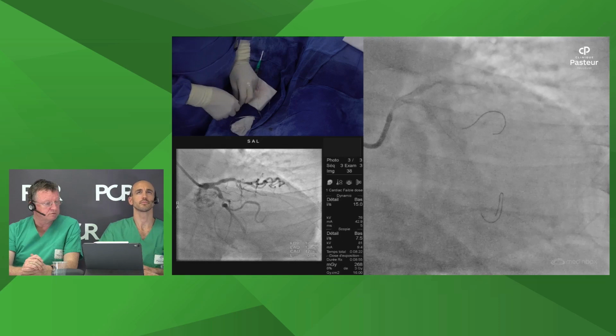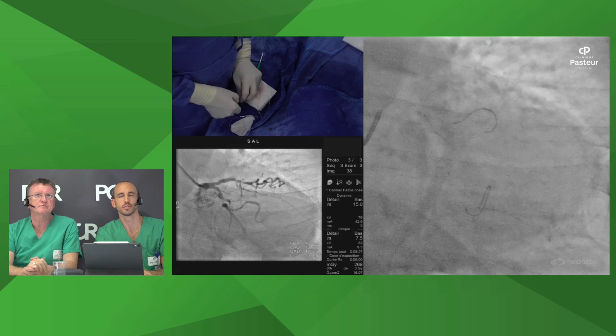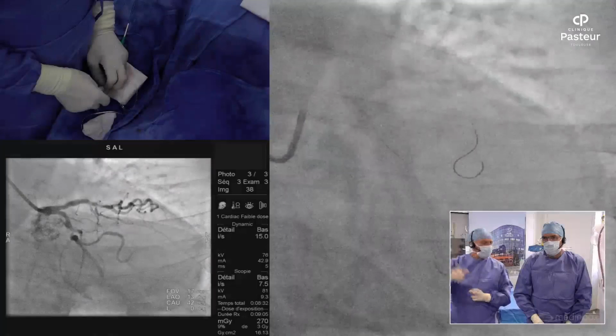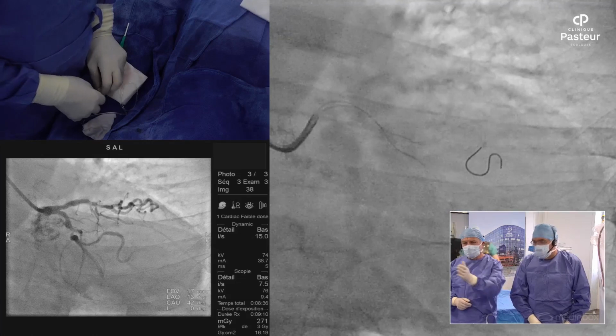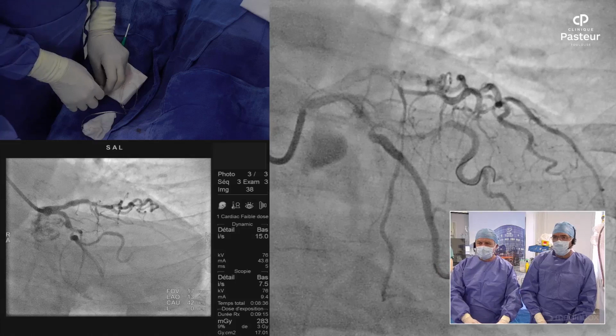You see the tortuosity. And I think that was crucial. What we didn't explain is that Jean perfectly went into the second marginal, then pulled back the wire. And when he pulled back the wire, he tried to enter the first marginal. And at this moment, it was possible to achieve. Yeah, and the distality of the wire is not in. But we could leave the wire at that point.